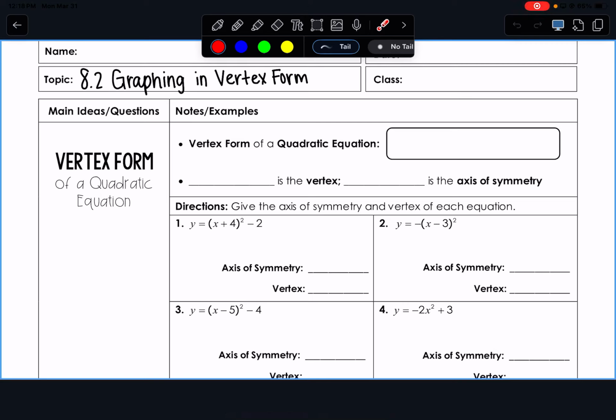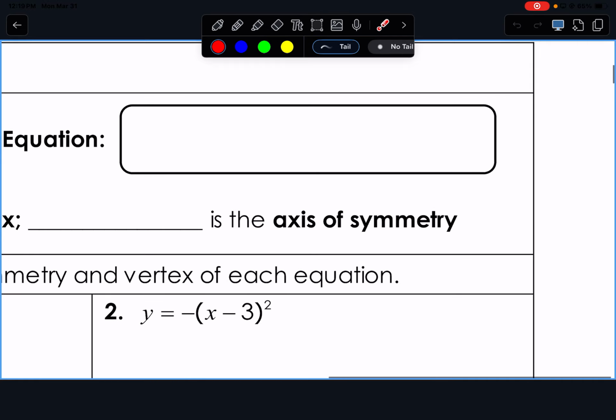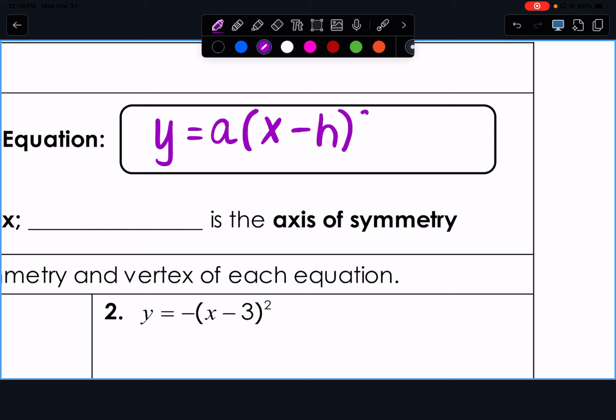All right, so for 8.2 today, we are going to look at vertex form of a quadratic. So vertex form of a quadratic is y is equal to a times parentheses x minus h squared plus k.